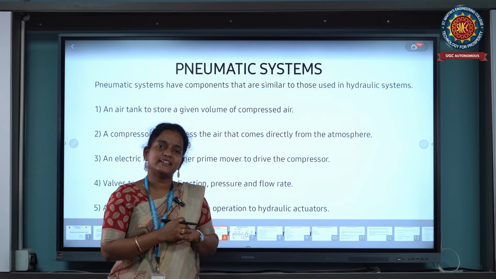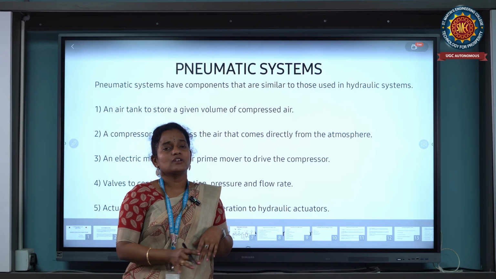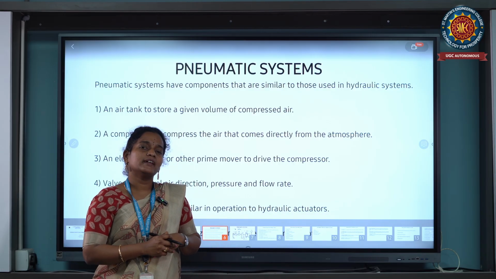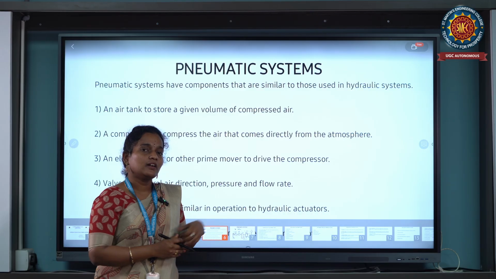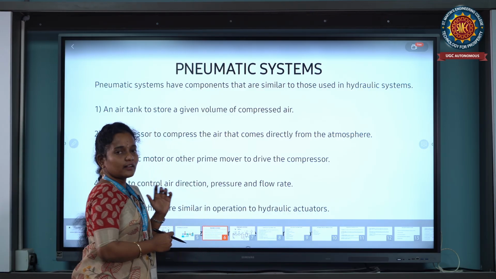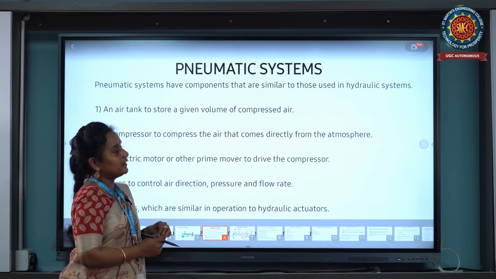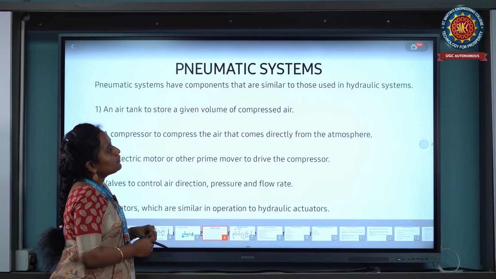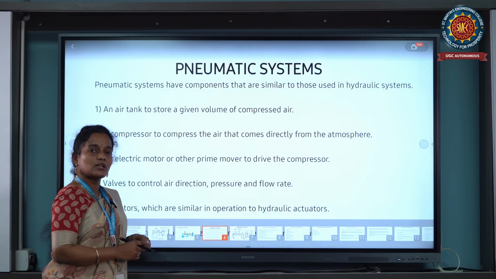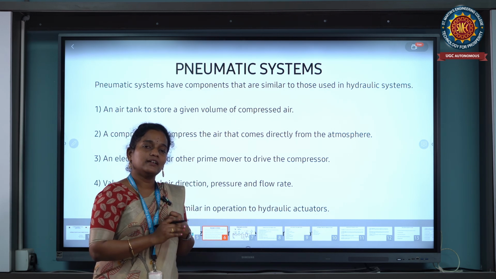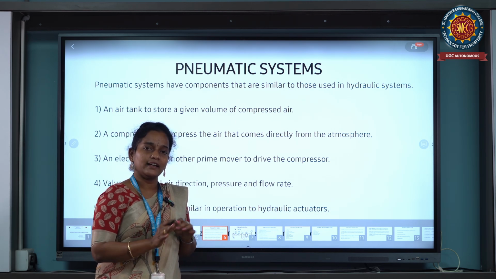Up to now we discussed hydraulic systems. Now I am going to discuss the pneumatic system and its working principle. In the pneumatic system, what is the working fluid? Air, or gas, but here I am using air. Pneumatic systems have components that are similar to those used in hydraulic systems, a little bit the same but not totally the same. But here the working fluid is air.